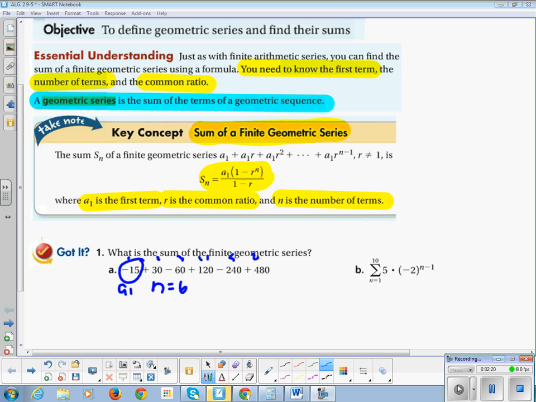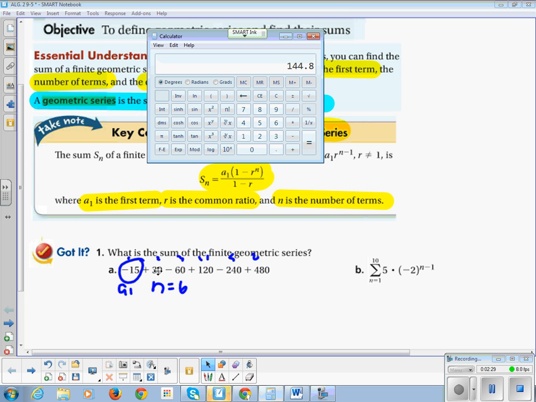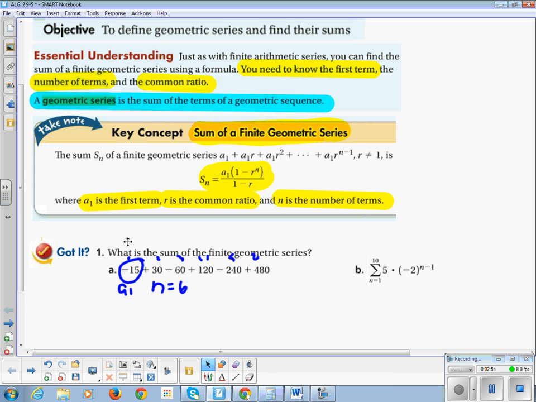And then what's the common ratio? Thankfully they already told me it's geometric, so I can easily find the common ratio by taking our current term. So if I take 30 divided by -15, I get -2, and let's double check that. If I multiply by -2 each time, do I get the next one? Yeah, that's how we roll. So our common ratio is -2.